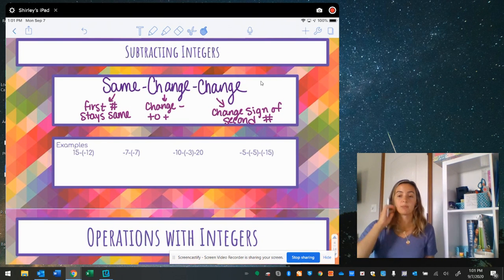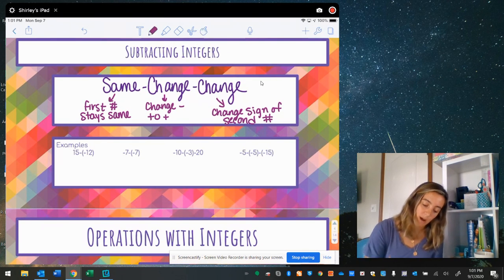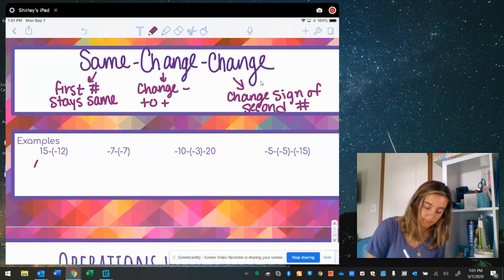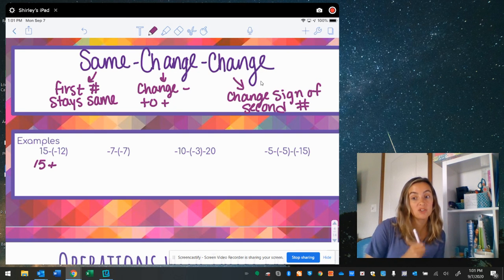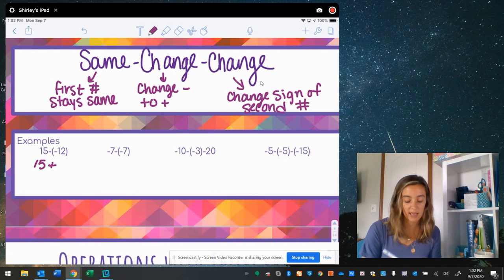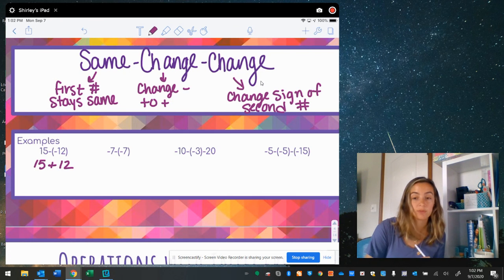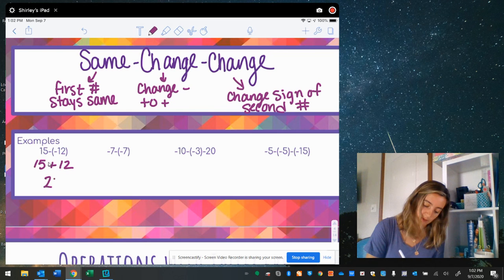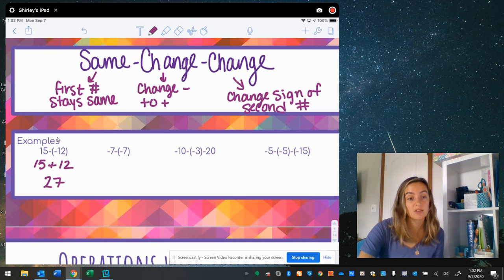Looking at these two examples, I have 15 minus negative 12. So same, change, change means keep my first number the same, change my subtraction sign to a plus sign, and then change the sign of my second number. So if it's negative 12, I'm going to change it to positive 12. So now I'm just adding two numbers. Don't get too hung up on thinking about those rules. Right now it's just asking us, well, what's 15 plus 12? That's going to give me 27. So same, change, change allows us to take this complicated looking math problem and make it something very easy.